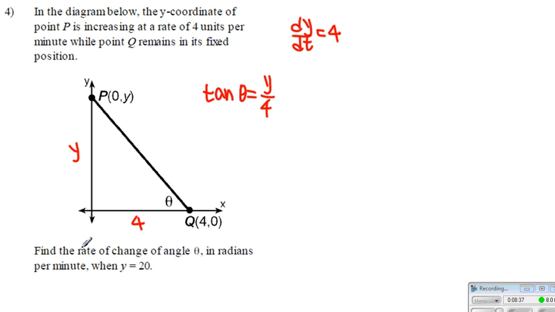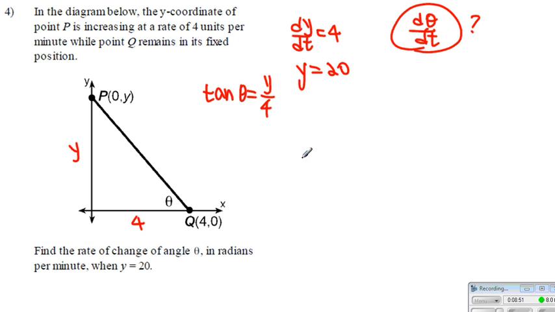Now, the question is, find the rate of change of the angle. So the question is d theta/dt. That is the question mark, when y equals 20. So what we have to do is first take the derivative. And the derivative of tangent becomes secant squared theta times d theta/dt, which is equal to dy/dt times 1 over 4.